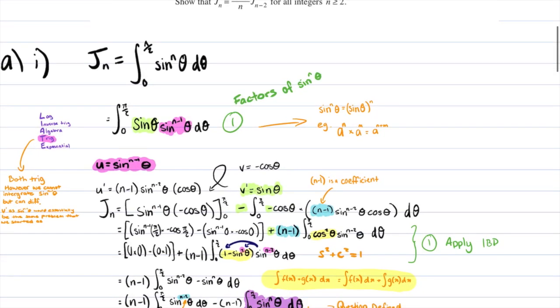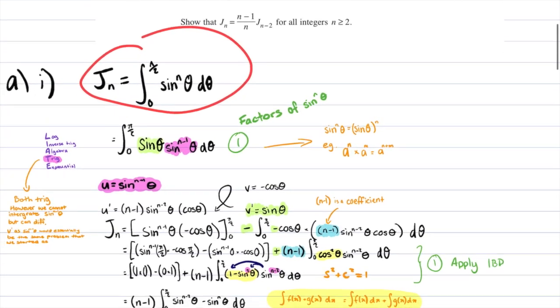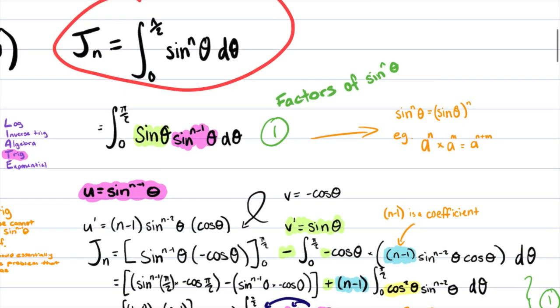Starting with part 1, we can start with our initial statement of J n as given in the question. We can rewrite this as the integral between 0 and pi on 2 of sine theta times sine to the power of n minus 1 theta d theta. Here we get our first mark for finding our factors of sine to the power of n theta.